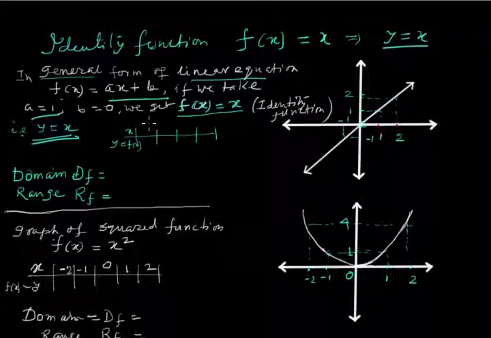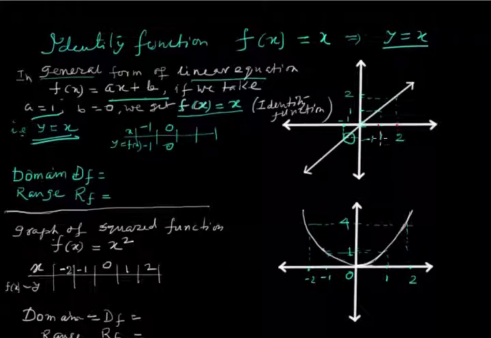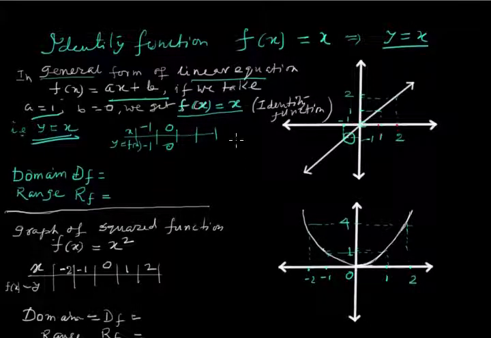The important thing is that y and x have the same value. If you take -1, it will be -1, so we get the point (-1, -1). Then if you take 0, the value of y is 0. If you take 1, y is also 1. If you take 2, y is also 2. If you plot these points and join them, you get a straight line through the origin.